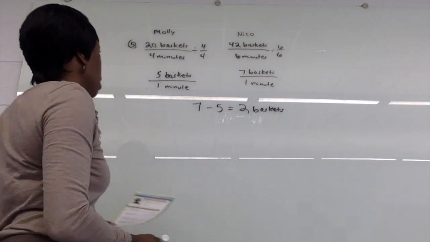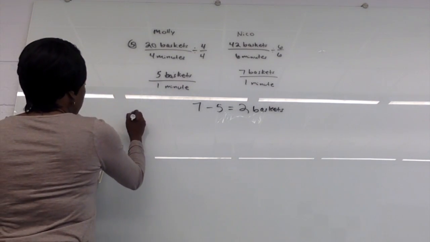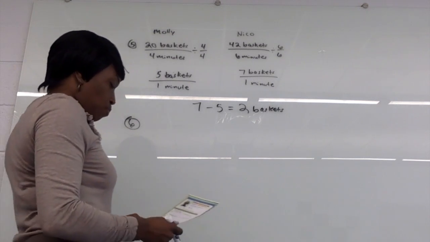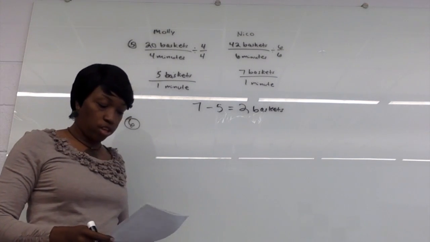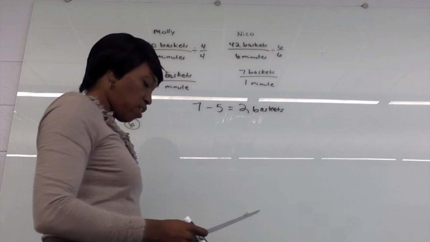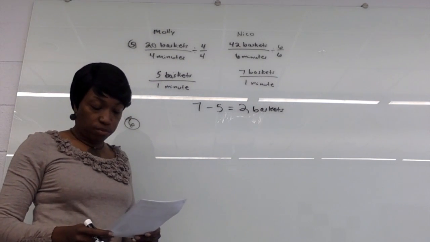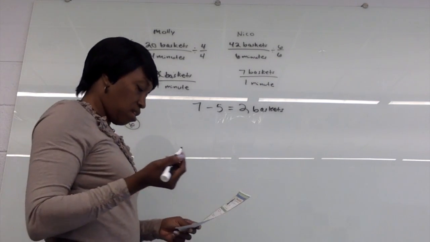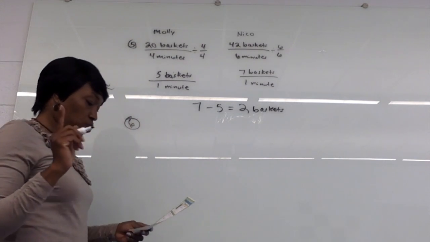Let's look at number 6. Number 6 says, for Carolina's birthday, her mom took her and 4 friends to a water park. Carolina's mom paid $40 for 5 student tickets. What was the price for 1 student ticket?